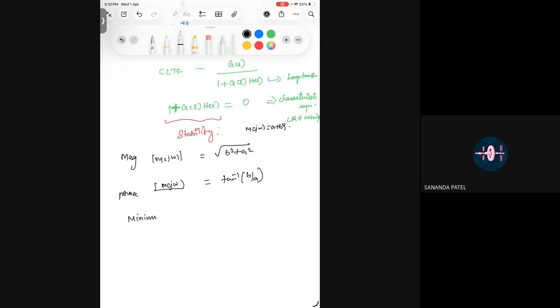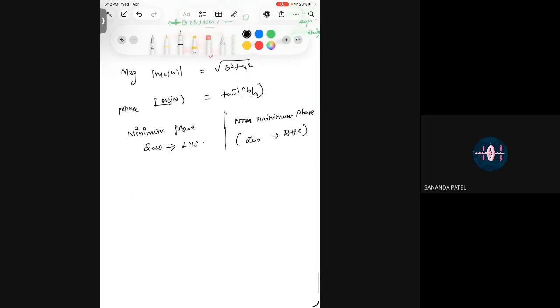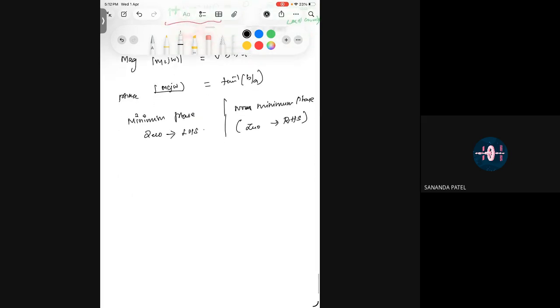Fine. So there are two other things that you need to remember before going inside. That is minimum phase system and non-minimum phase system. For a non-minimum phase system, the zero, that is the numerator of any transfer function, will lie in the right half of the S-plane, that is the unstable region. For a minimum phase system, the zero of any transfer function would lie in the left half of the S-plane. It would be in the stable region.